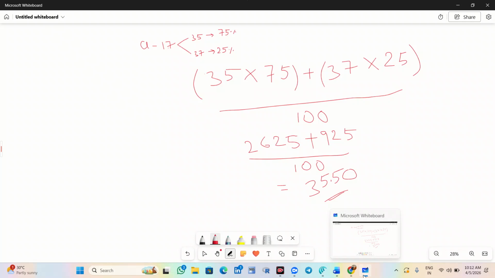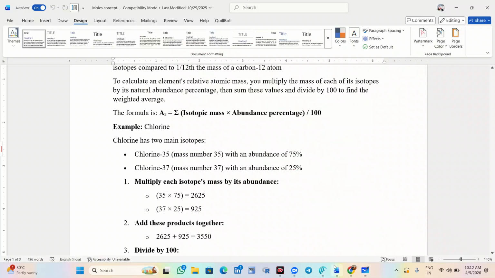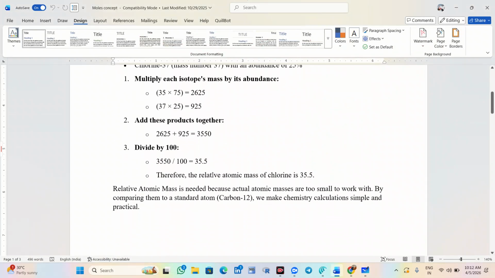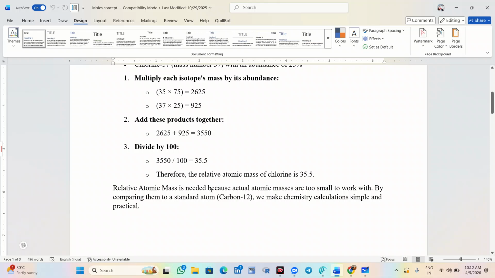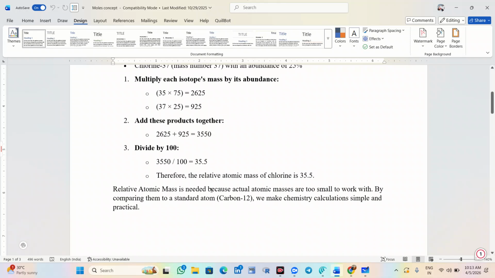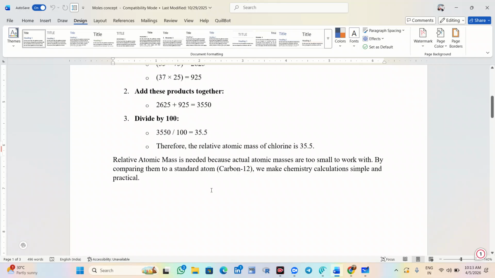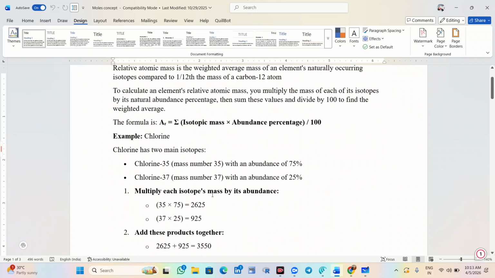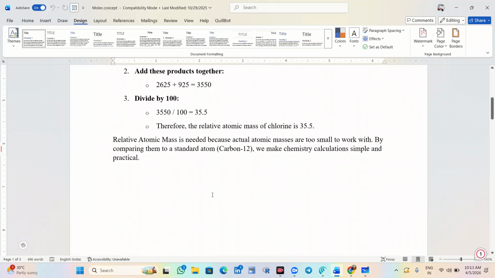We take the general average. Do you understand, all of you? See, relative atomic mass is needed because actual atomic masses are too small to work with. By comparing them to the standard, carbon 12, we make these chemistry calculations simple and practical. For this reason, we need relative atomic masses.